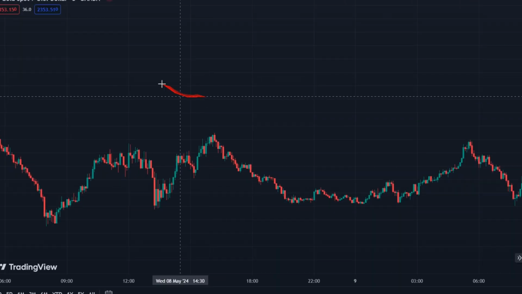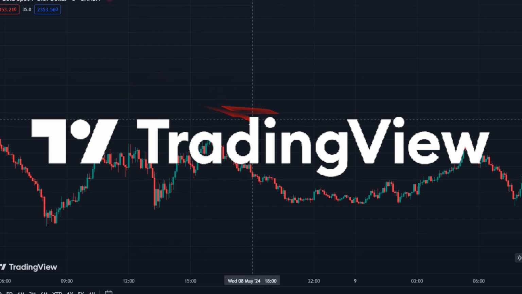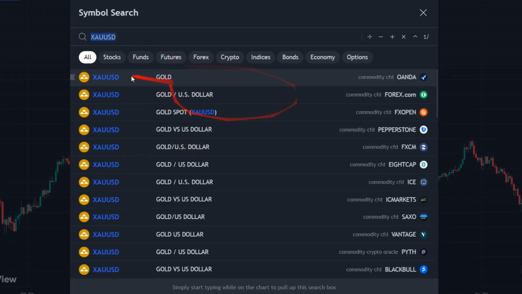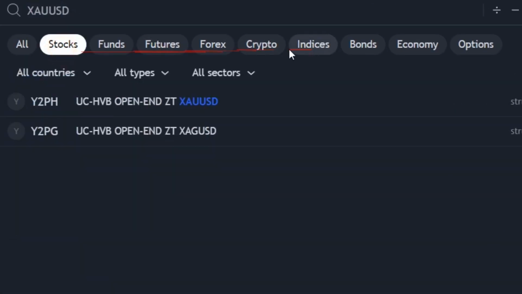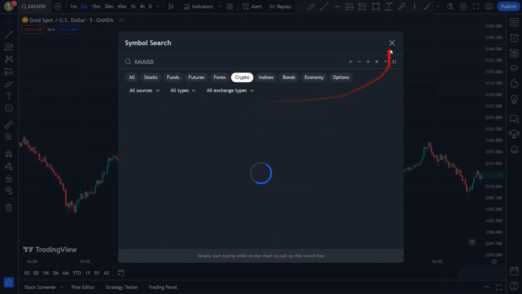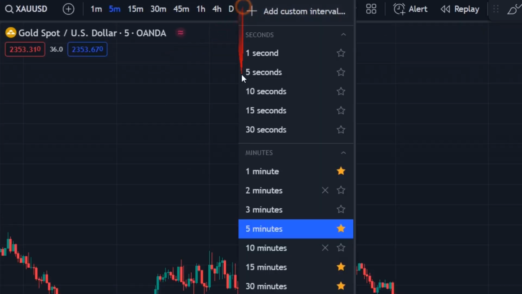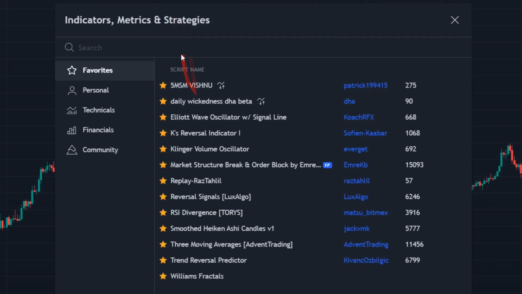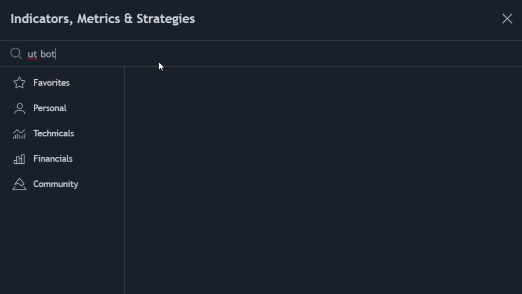The first step is to enter the TradingView website. Then go to the symbol sections and select the symbol you want to trade. Now go to the time frame section and choose your desired time frame. Next, go to the indicator tab and search for UT-bot to add it to the chart.